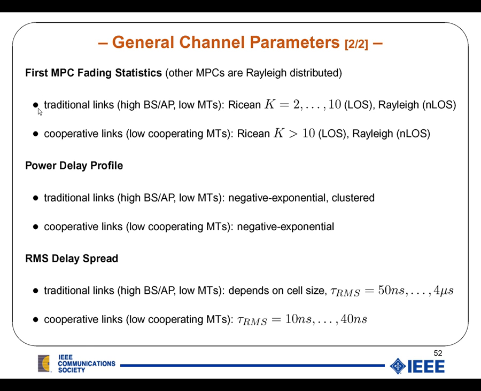I also looked at the first multipath component fading statistics, at the power delay profile, and at the root mean square delay spread, the RMS delay spread, which, by the way, you can calculate by taking the largest dimension of your environment, for instance, the size of your room, and you divide it by the speed of light. That gives you quite a good value for the tau RMS.